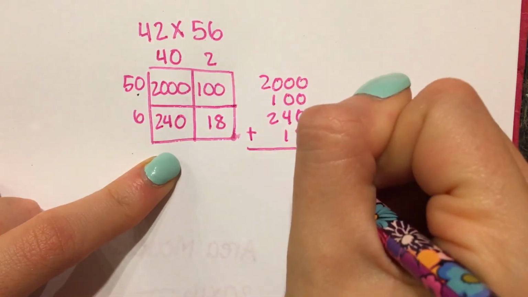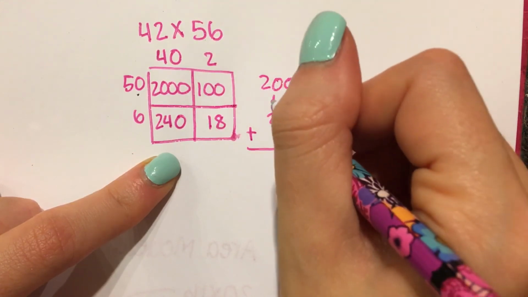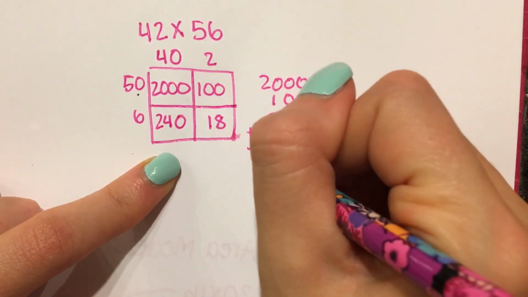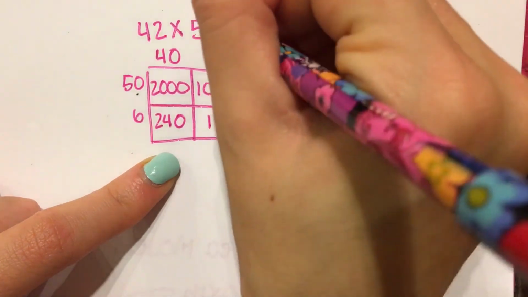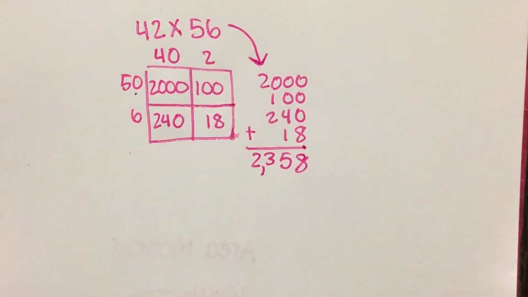0 plus 0 plus 0 plus 8 gives you 8. 0 plus 0 plus 4 plus 1 gives you 5. 0 plus 1 plus 2 gives you 3. And 2 plus 0 gives you 2, leaving you with a product of 2,358.